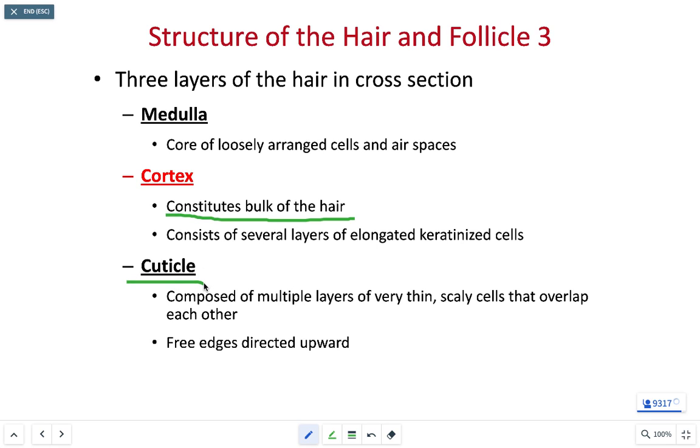Around the outside of the hair, we have the cuticle. And as we look at the cuticle of the hair, we have some very thin, scaly cells that have some free edges that act like friction ridges or act like mild barbs. And these free edges are directed upward as the hair grows out, but then as the hair flops over, it's almost like shingles on the roof of your house, because the free edges are going to overlap and tend to point downward and help direct water down off of your hair as opposed to directing the water toward your scalp.